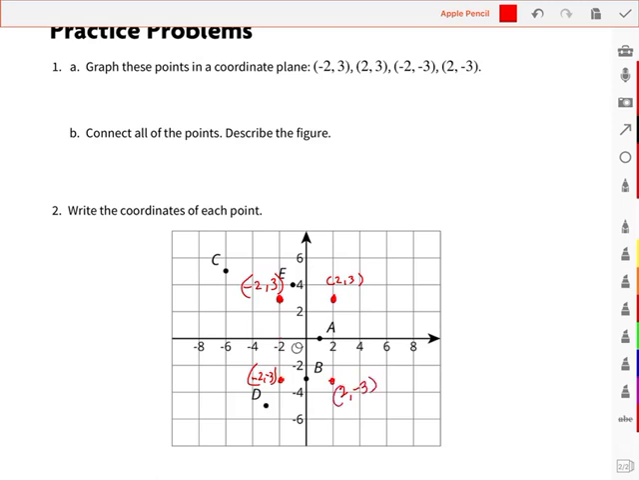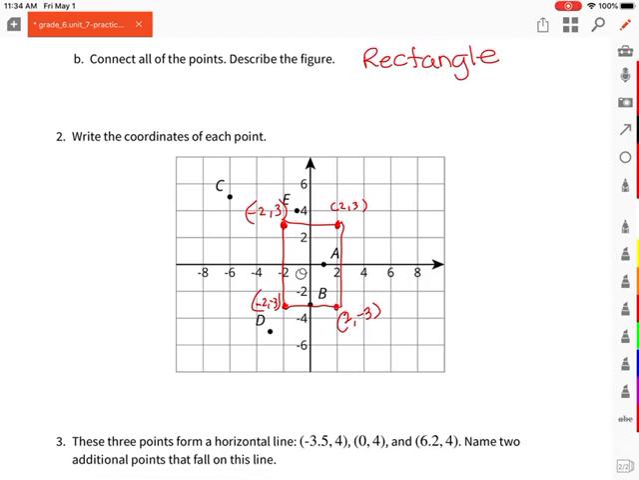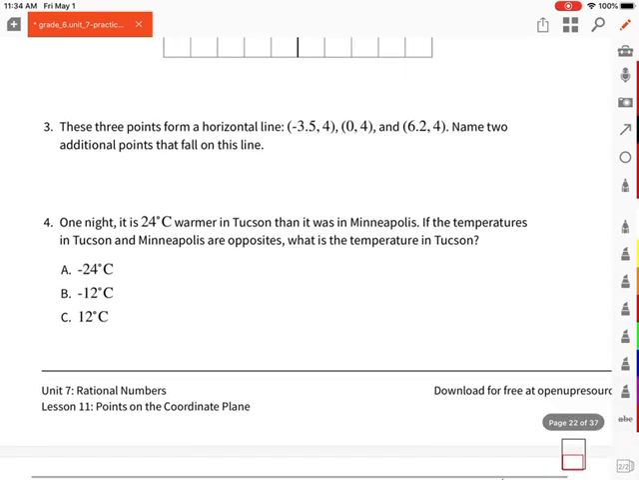And then 1B says connect all the points and describe the figure. It is a rectangle. And we already wrote the coordinates of each point, so we are done with that one.